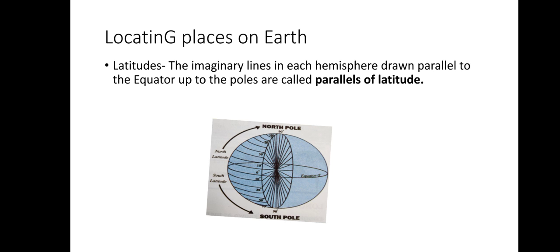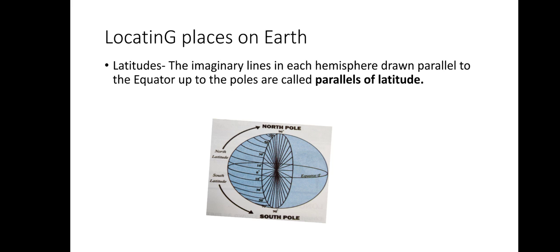Now, how to locate places on the earth? We can locate places on the earth with the help of latitudes and longitudes lines. Latitudes are the imaginary lines in each hemisphere drawn parallel to the equator up to the poles, and are called parallels of latitude, as they are shown in the diagram given below.